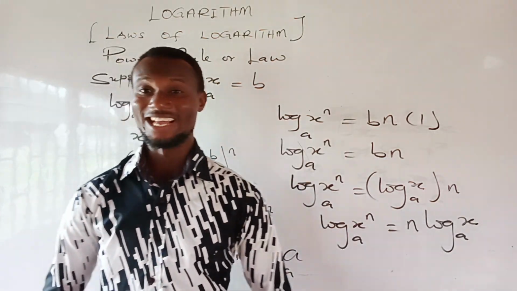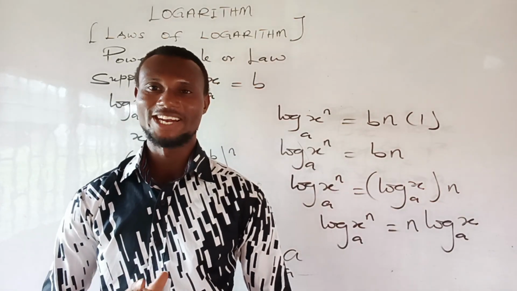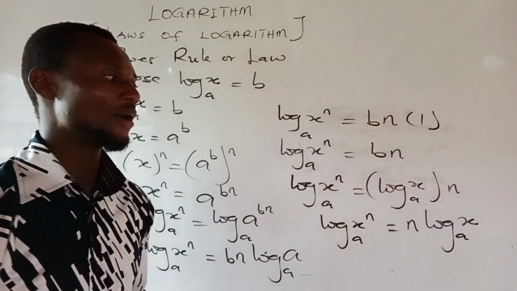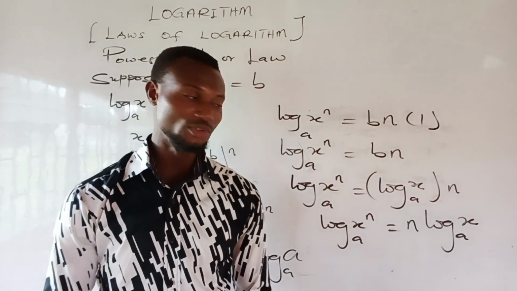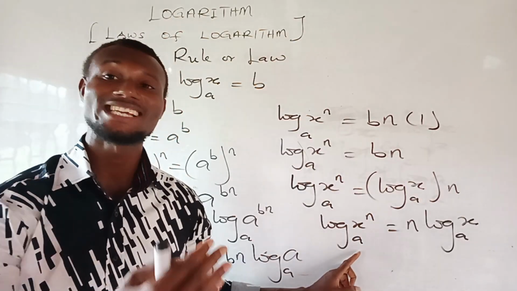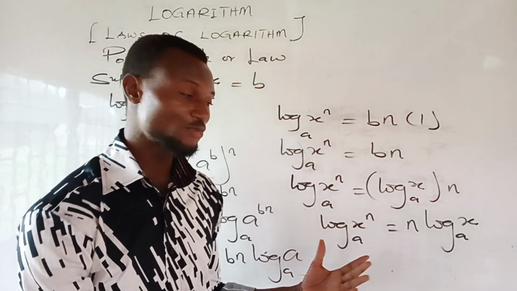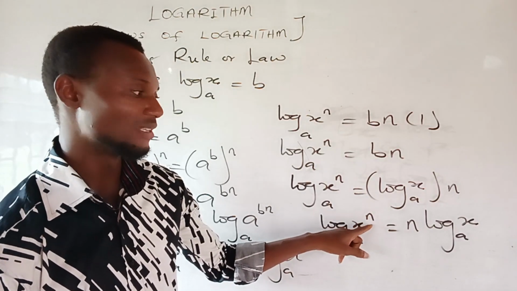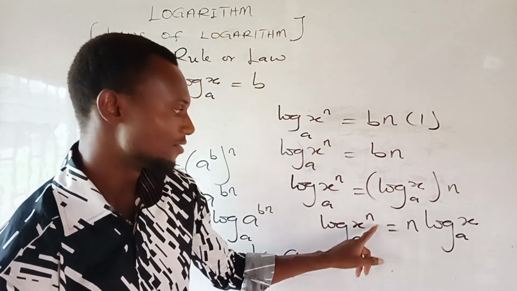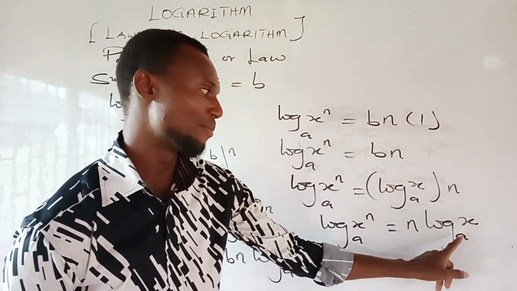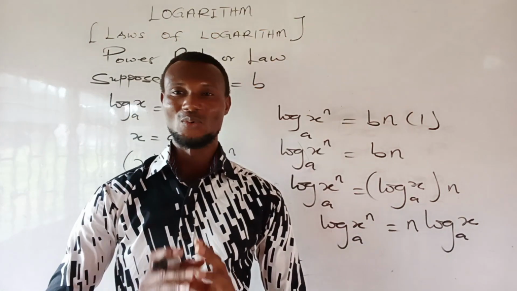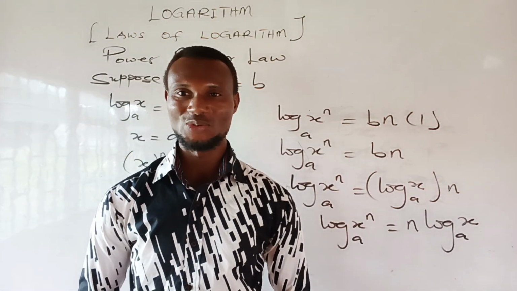I hope the explanation was clear enough and you understood it. So this whole thing that you see here is the power rule of logarithm. So it says that having log s to the power n to the base a, it can be rewritten in another form. Which form is that? The power n here will simply come and become a coefficient to the log here. So that's why you have n log s to the base a. Okay, as simple as that. I hope the explanation was clear enough and you understood it as well.